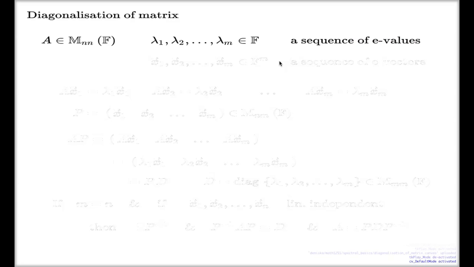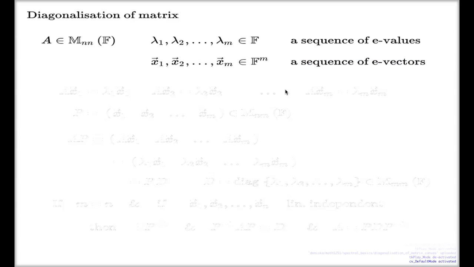So look at this. Here's my setting. Imagine I have a square matrix with scalars from some field F, and imagine we have performed spectral analysis of this matrix, something we've done a few times last week. So imagine we now know the eigenvalues of this matrix: lambda 1, lambda 2, up to lambda n will be a sequence of eigenvalues of this matrix, and that's the corresponding sequence of eigenvectors for this matrix.